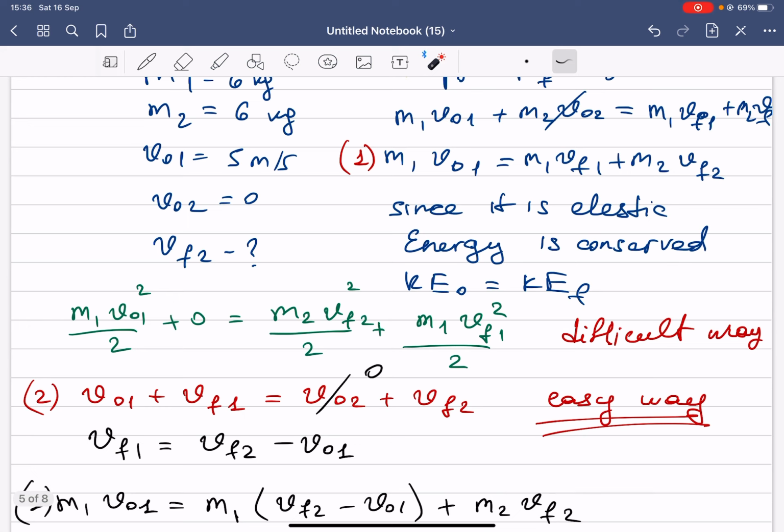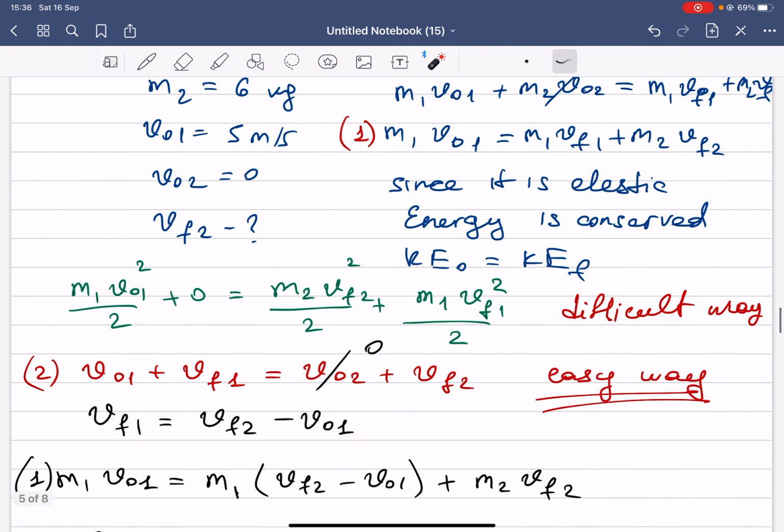There are two ways of solving such a problem. The first way is writing kinetic energy initial, where M1 V initial 1 squared divided by 2 plus 0, because the second object was not moving initially. Then kinetic energy final after collision will be M2 V final 2 squared divided by 2 plus M1 V final 1 squared divided by 2. This is basically a difficult way, okay?